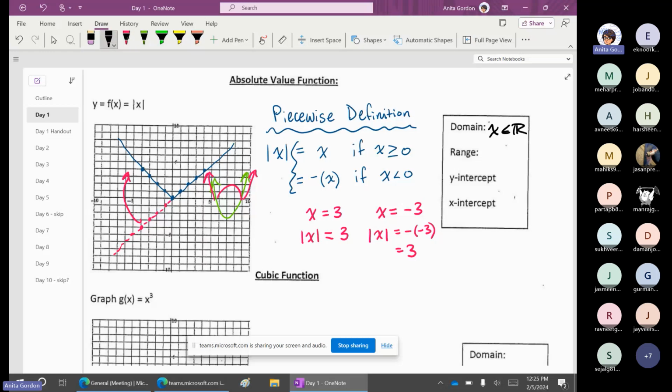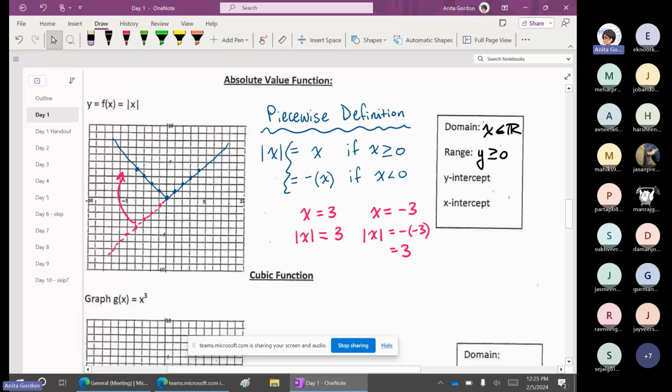Okay, what about our y's? Again, focus on the blue. Any restrictions on y's? y has to be equal to or greater than 0, absolutely. And in this case, because we started at 0, 0, those are our intercepts as well.